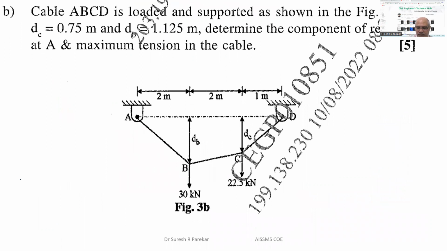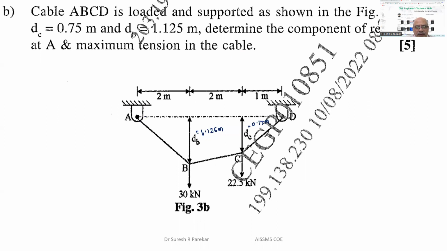Now in this, we see the cable ABCD is loaded and supported as shown in the figure. If DC equals 0.75 and DB equals 1.125, so DB we have 1.125 and DC we have 0.75, then determine the components of reaction at A and the maximum tension in the cable.